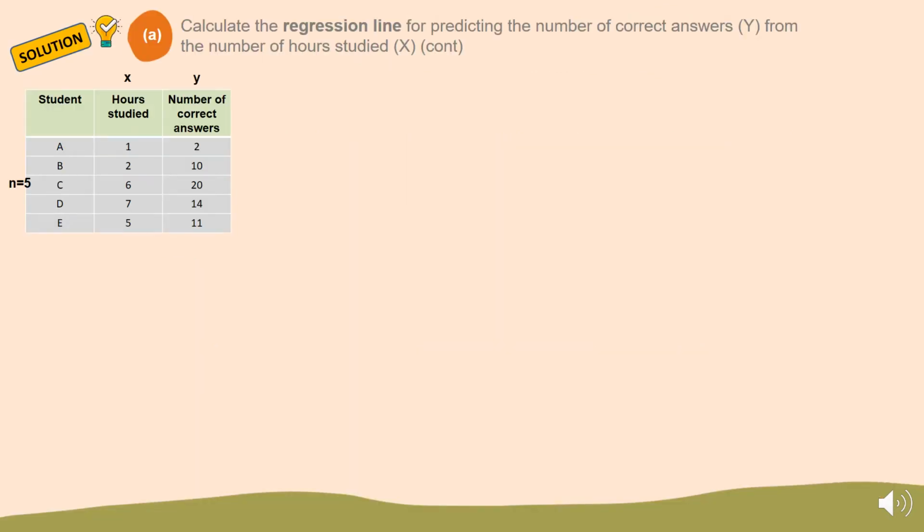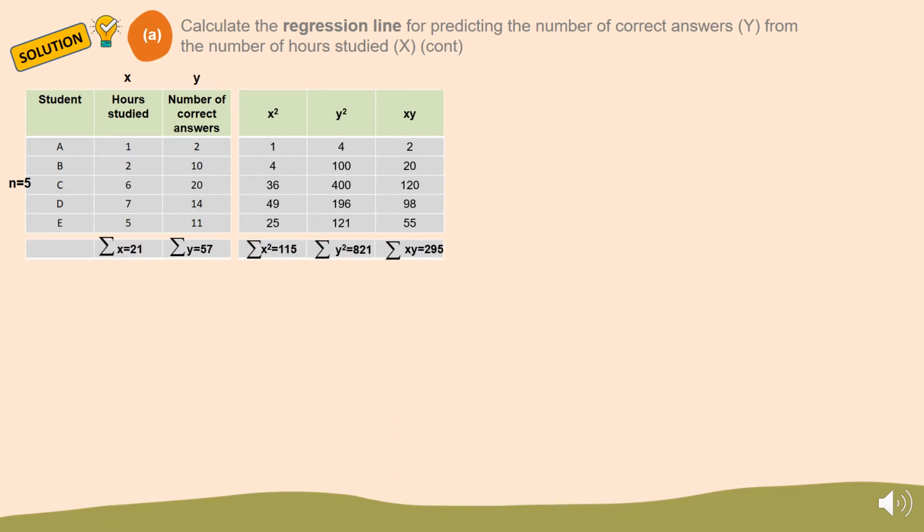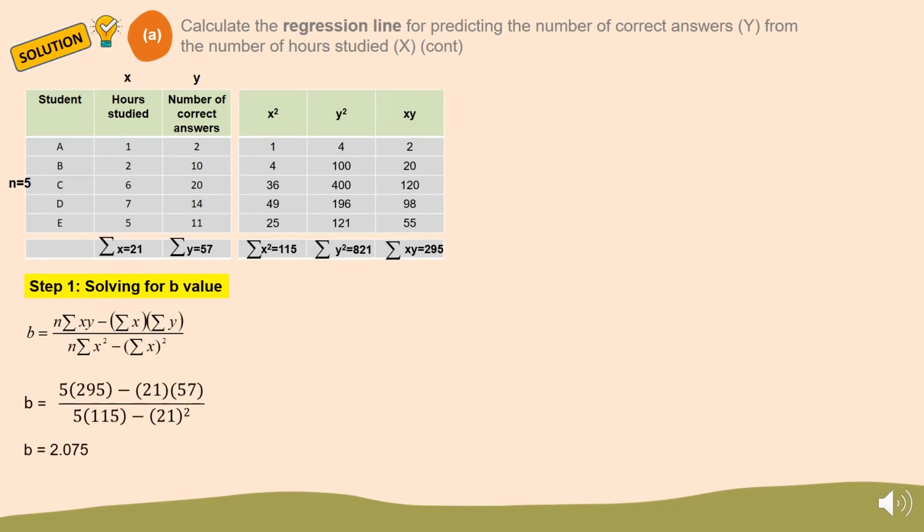This is the original data given in the question. What we have to do is extend this table by finding the values of x squared, y squared, and xy, as well as the summation of x, y, x squared, y squared, and xy. You have to calculate these values by using a calculator, and only then can we solve the b and a values easily. Plugging in the values of each of these terms in the b formula, you will get the final value of b of 2.075.